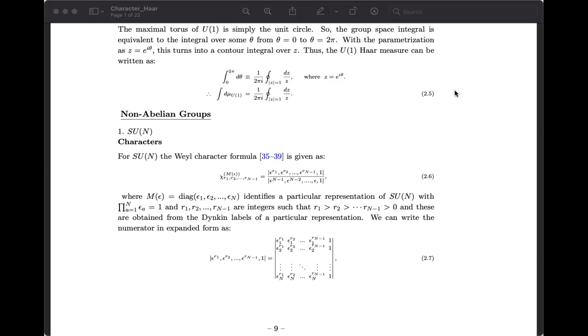So you can see this chi of M. M is the irreducible representation. The character of the irreducible representation is given by this right hand side factor, and these are two determinants, one in the numerator and another in the denominator. Now here R1, R2, up to R(n-1) are all integers, and they satisfy R1 greater than R2 greater than R3 and so on, down to R(n-1) greater than 0. And all these R1 to R(n-1) can be derived from the given Dynkin labels for a particular representation. We know for a given irreducible representation, Dynkin labels are unique. So from there we can derive that.